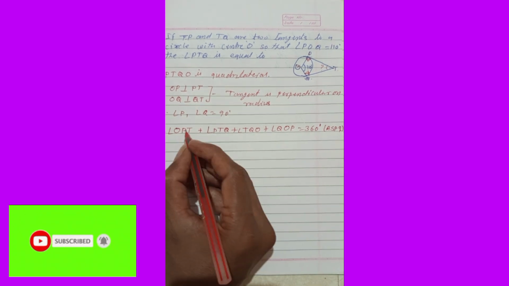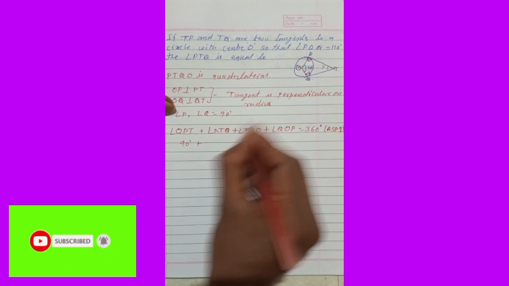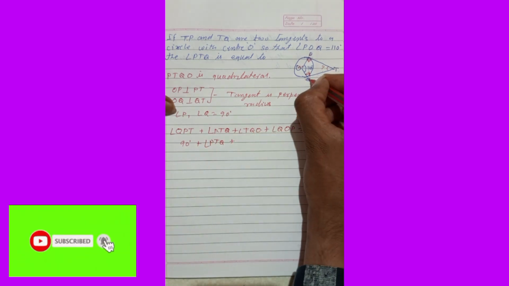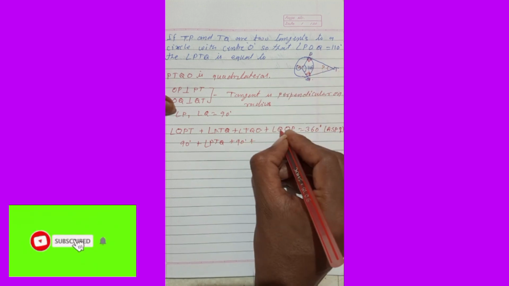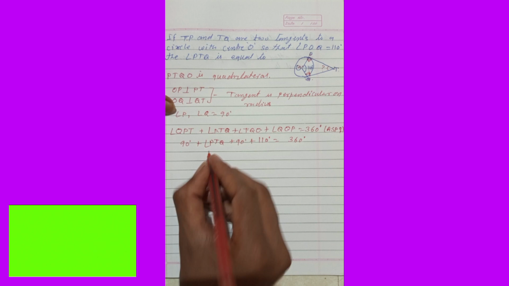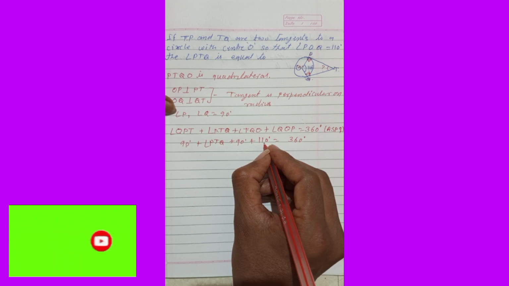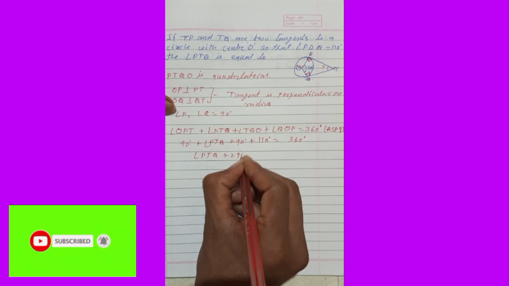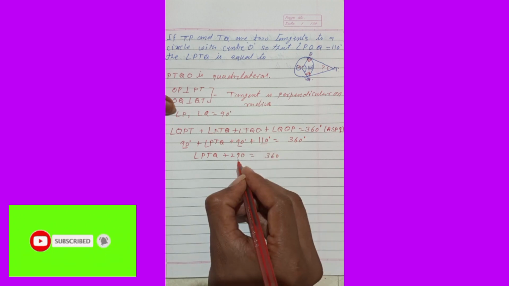Now we can write, angle OPT, how much is given? OPT is 90 degrees, plus angle PTQ, which we have to find, plus angle TQO. This angle is also 90 degrees, because it is perpendicular on that, plus angle QOP, which is given already as 110 degrees, is equal to how much? 360 degrees, it is given. So 90 plus 90 is 180, plus 110 is 290. So angle PTQ plus 290 is equal to 360 degrees.